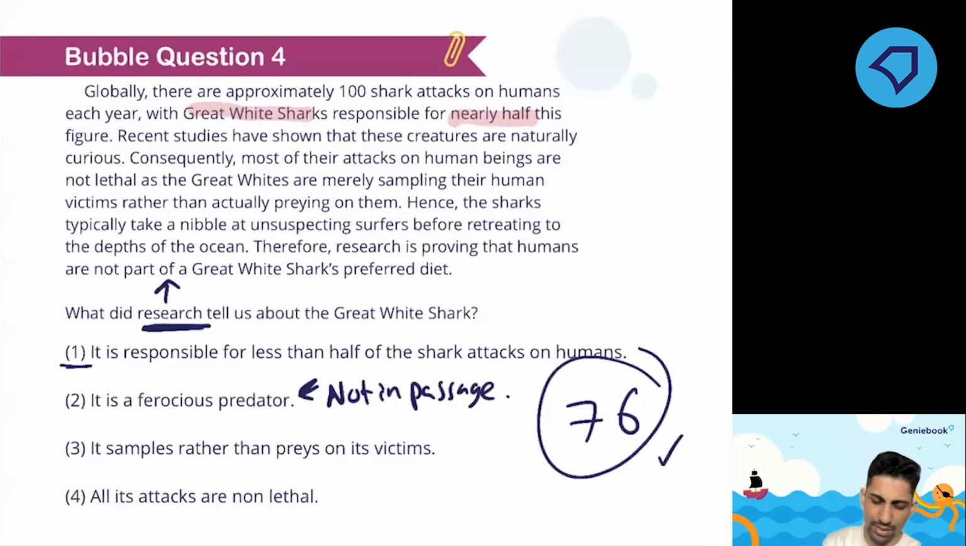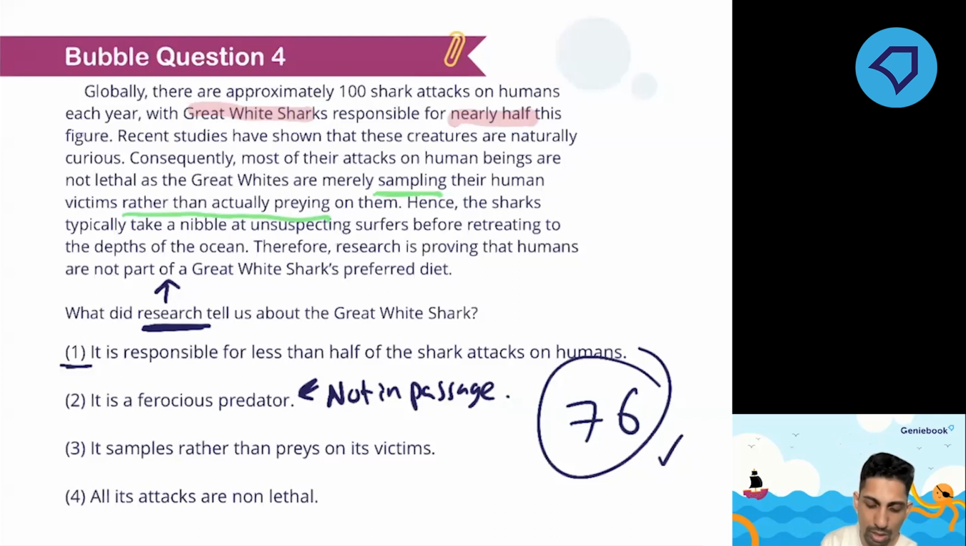Really? The only time we talked about sample is, where is the word sample? Here, sampling. Let's underline that. Sampling their human victims rather than prey. What this means is that the words "rather than" mean it's a comparison. They usually prey, but when it comes to humans, they don't prey. They don't hunt and kill and eat. It's usually just like, what is this? Nom nom nom. Tastes funny. Okay? Even then, there is not much information in the passage.